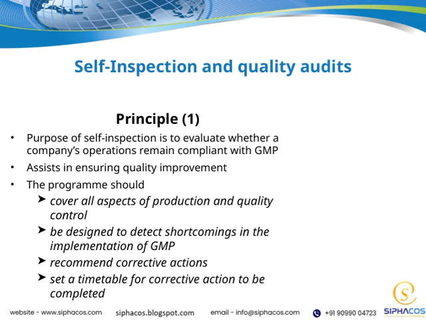Once issues are identified, the next step is recommending corrective actions. And importantly, setting a clear timetable for completing these actions helps ensure they are addressed promptly and effectively. We also need to distinguish between self-inspections and quality audits. Both are vital tools in maintaining high standards, but they serve slightly different purposes. Overall, this process keeps us proactive in maintaining compliance and continuous improvement within our quality systems.